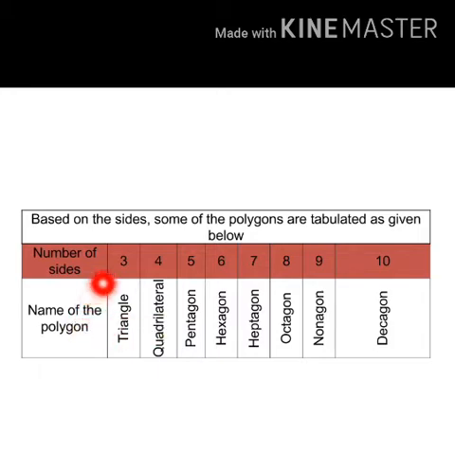If the number of sides is 3, the name of the polygon is triangle. Sides are 4, it's called as a quadrilateral. Sides are 5, it is named as pentagon. Sides are 6, hexagon. Sides are 7, heptagon. Sides are 8, octagon. Sides are 9, nonagon. Number of sides 10, then it is named as decagon.